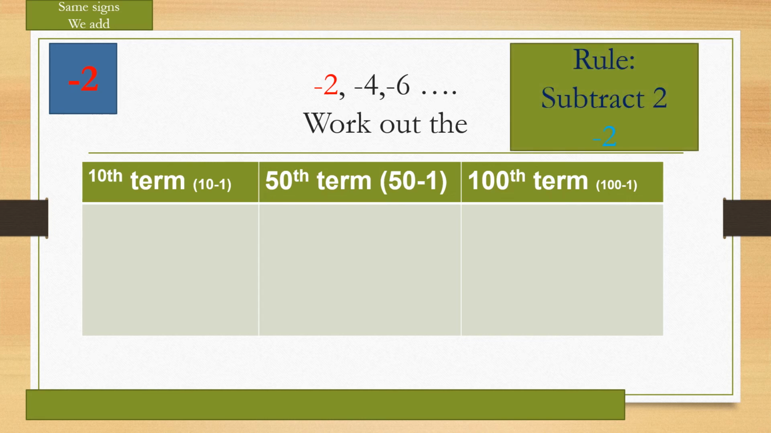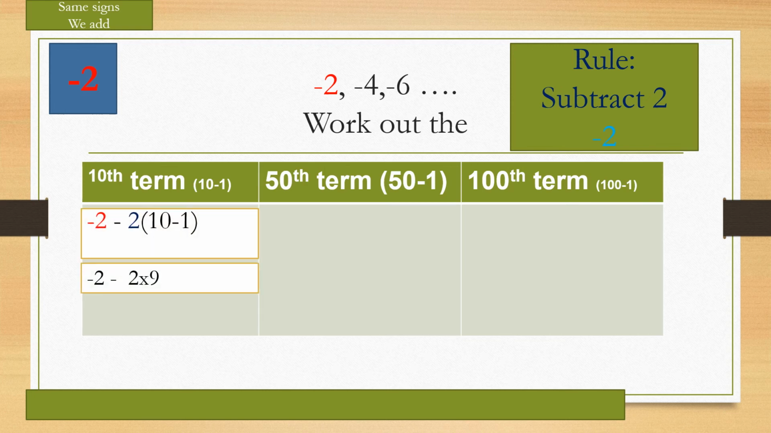Now when he asks you about the 10th term, it means you have to subtract 1 because you are adding 9 times on the first term. So 10 minus 1, 50th term, 50 minus 1, 100th term, 100 minus 1. So then you organize them. First term is -2 minus 2 multiplied by 9 to get -2 minus 18 is -20. Why -20 and not 16 or -16? Because when the numbers or integers have the same sign, you add and then you put the sign.